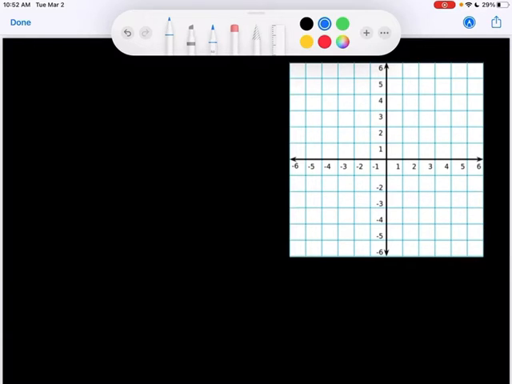So let's say we have the inequalities y is greater than or equal to negative 1/2 x plus 5, and y is less than 2x minus 1. Okay. Colored pencils come in very handy. Highlighters work very well as well.